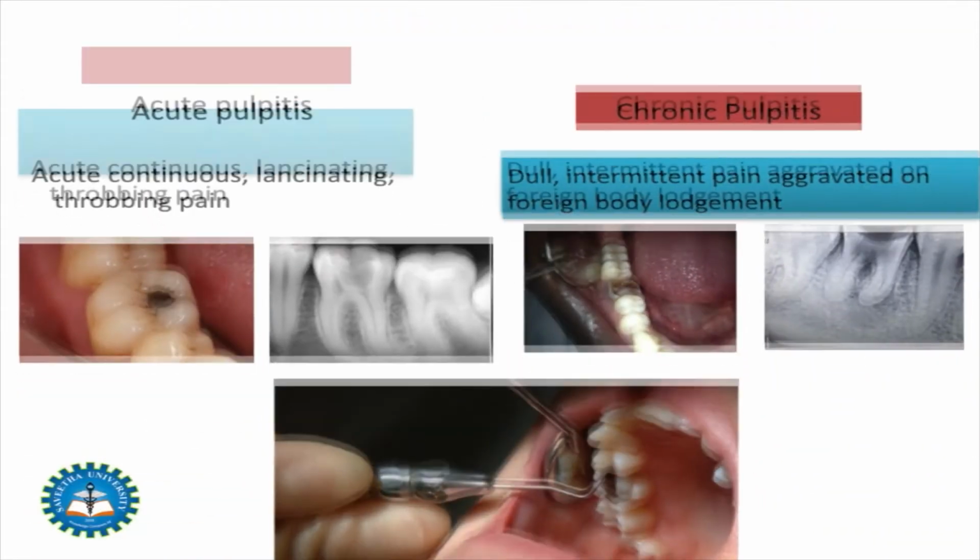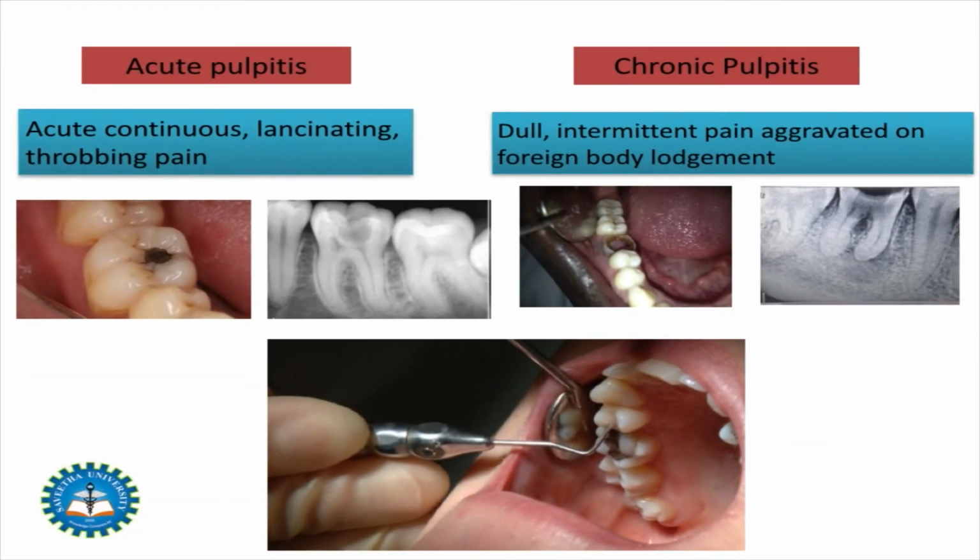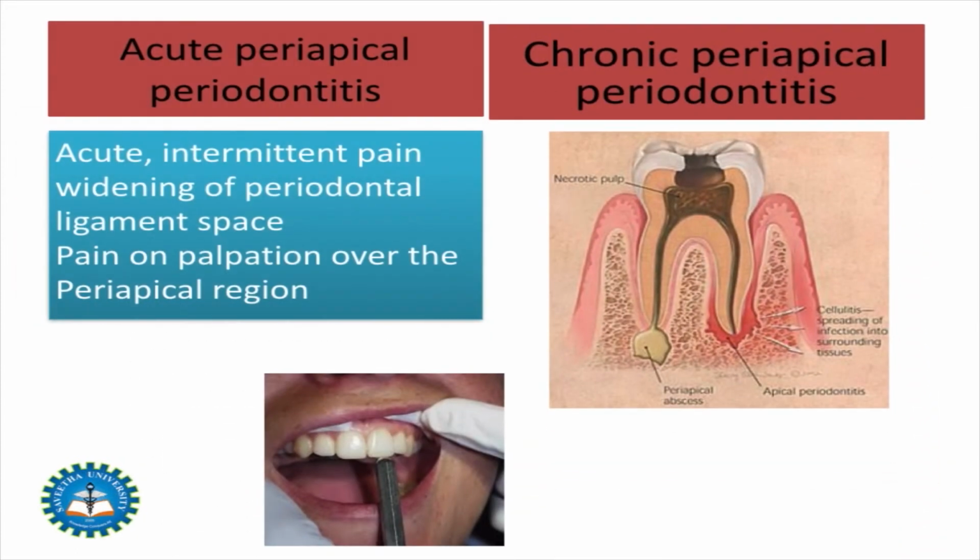Basically, an acute pulpitis and a chronic pulpitis have varying signs and symptoms. Pain is acute, continuous, lancinating, increasing on lying posture, aggravated by heat and cold in case of an acute pulpitis. If you can see a radiograph on the left, it shows radiolucency involving the pulp with no periapical changes. On the contrary, in a chronic pulpitis, clinically and radiographically, there is a wide open carious lesion with dull intermittent pain.